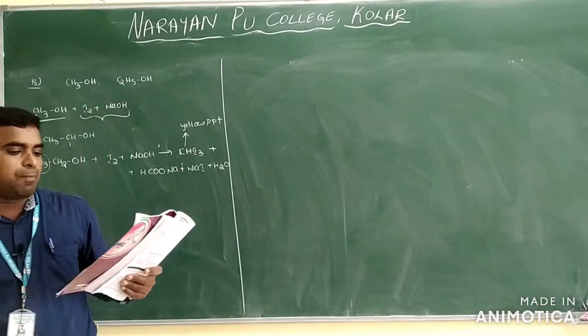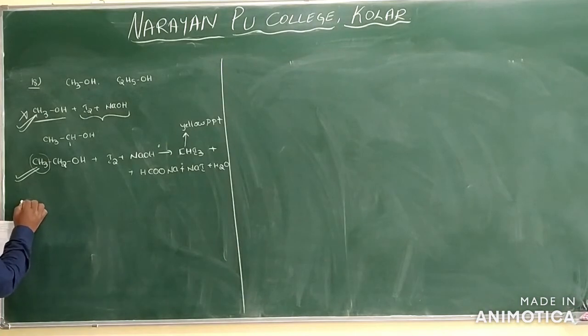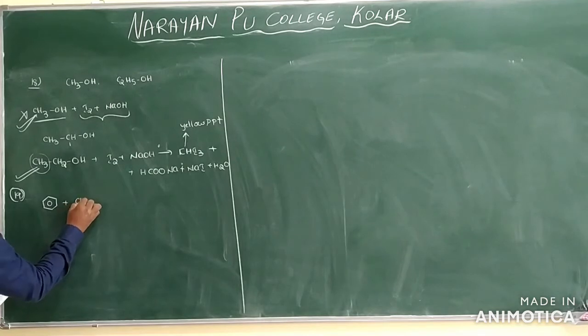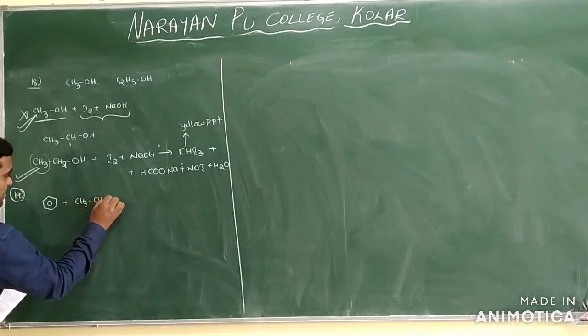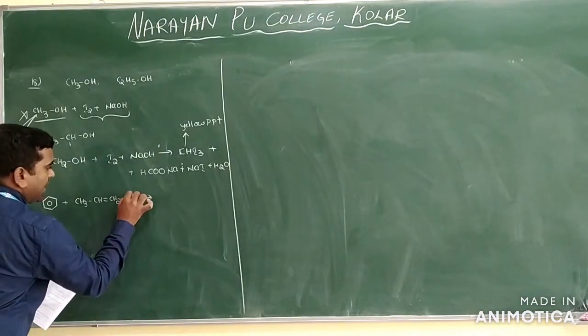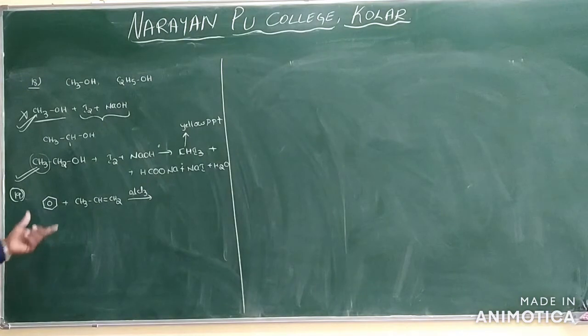What are the final products of the following sequence of reactions, question number 19? First they have given benzene, C6H6. Next they have mentioned CH3CH=CH2 and AlCl3. This is the preparation of cumene.